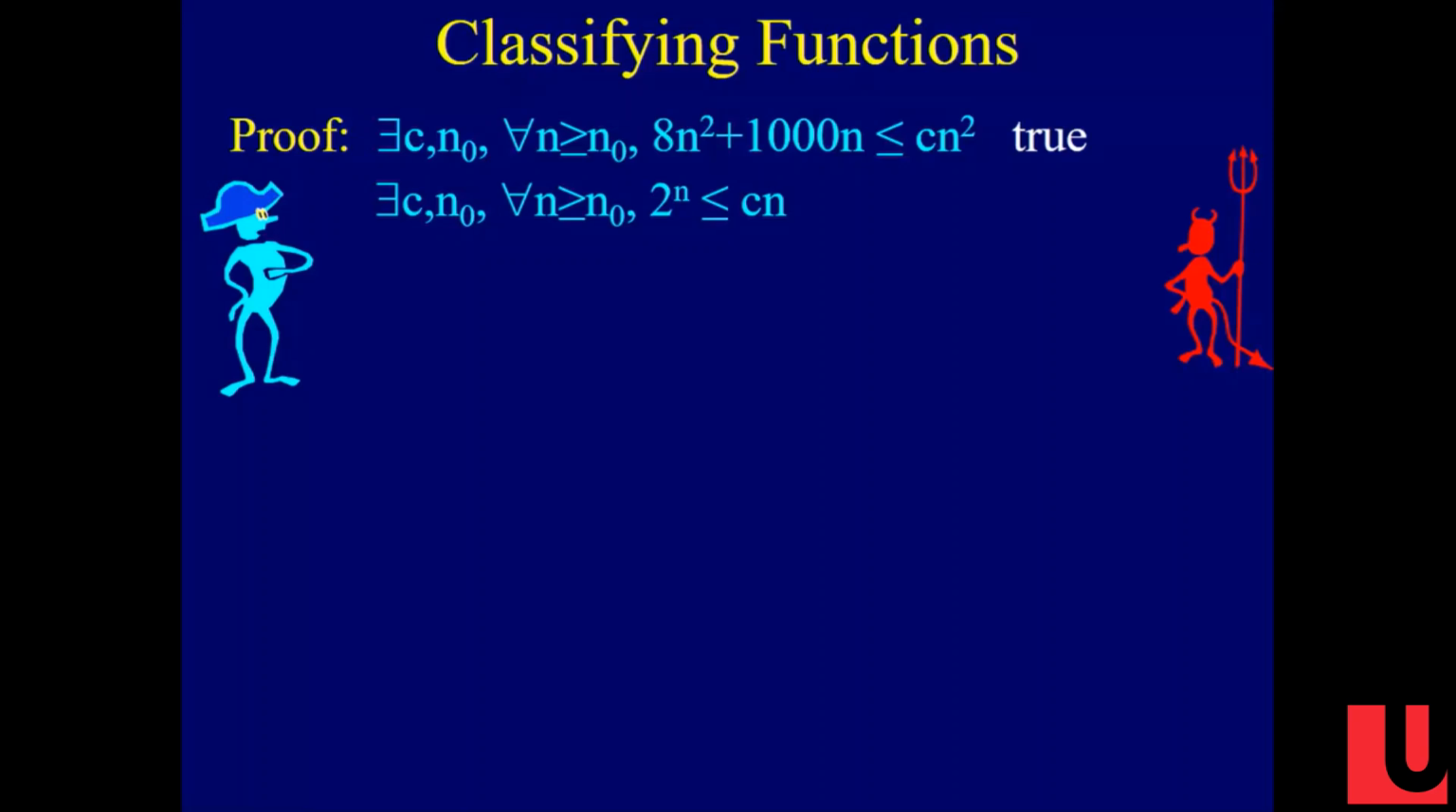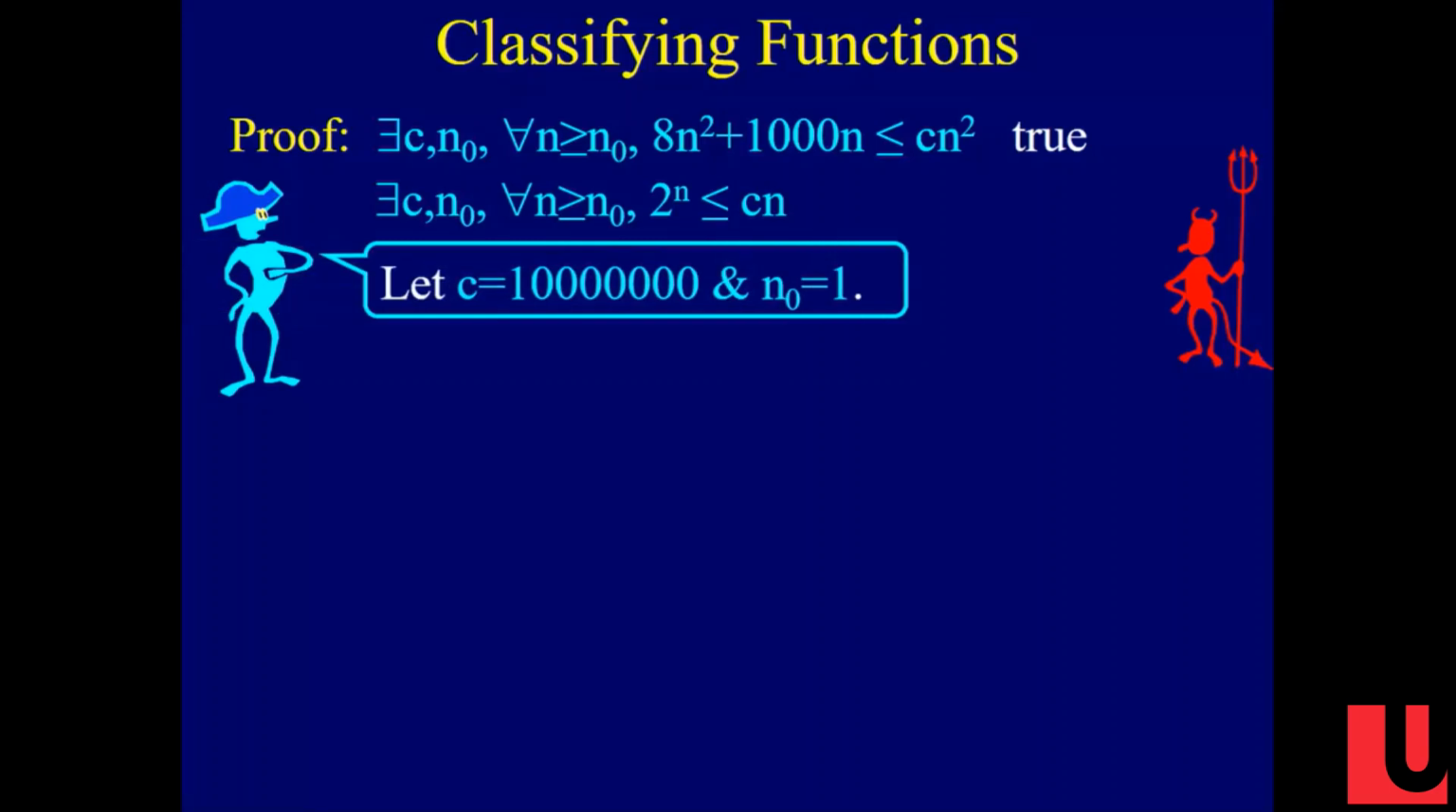Is 2 to the n bigger than big O of n? No, everybody should know that's not true. You know I write things that aren't true. So if I were to try to prove it, I can make my c really big. I think, hey, no problem, I'll just make my c big.